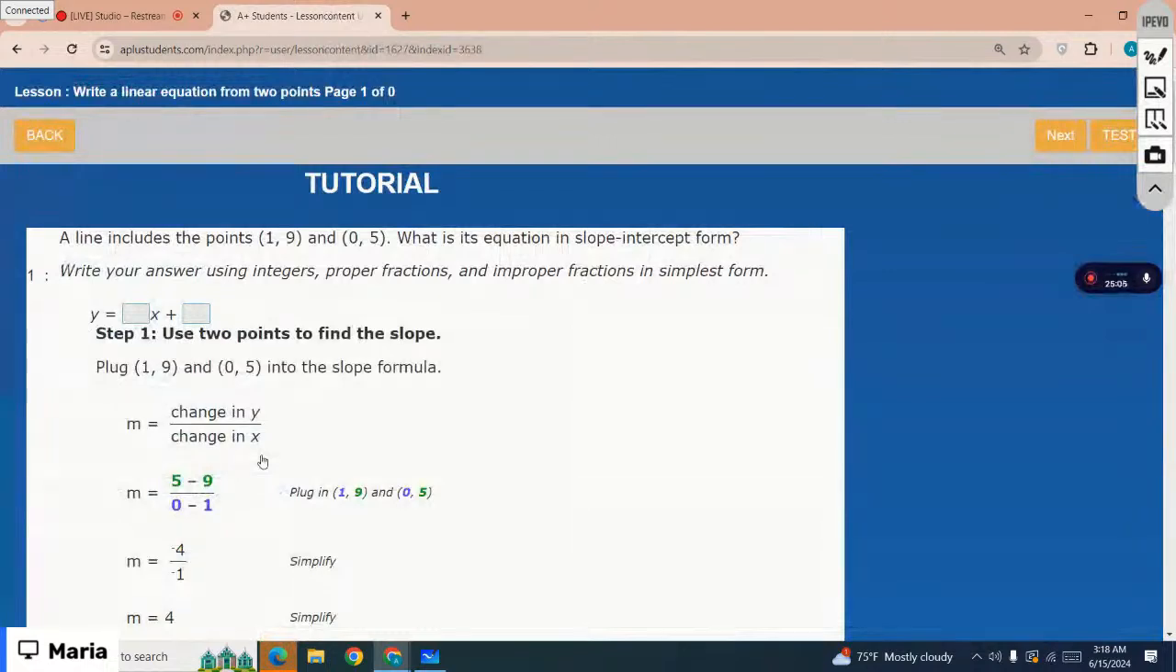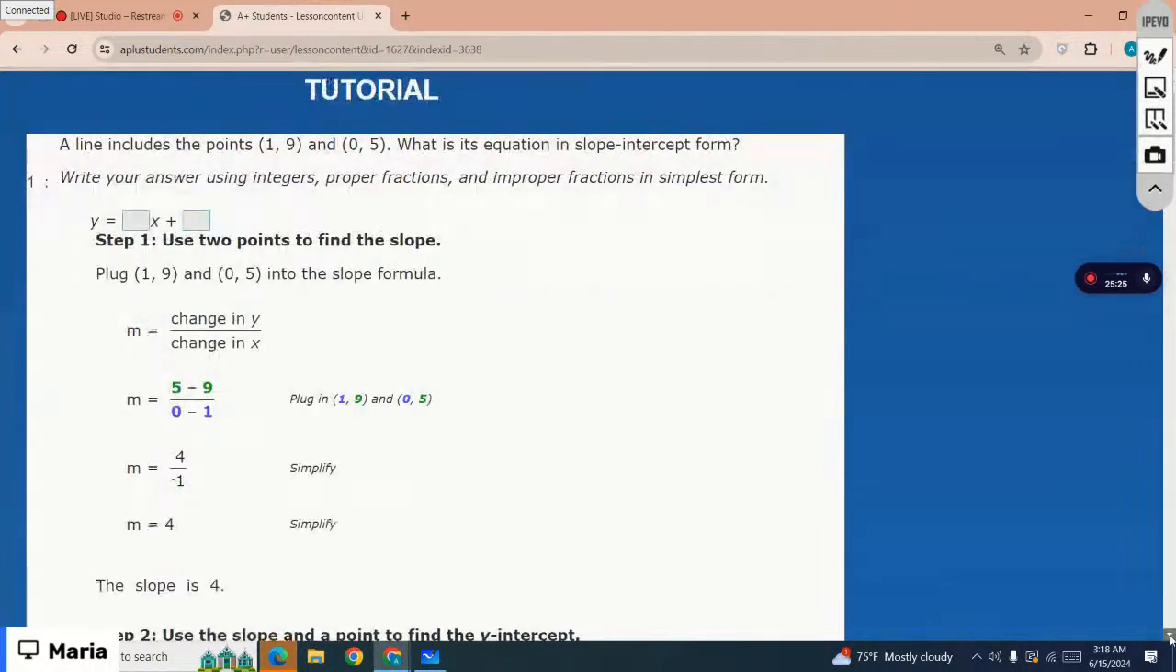So use the point and calculate slope first, and then you have to calculate the y-intercept, right? So let's just see how do we calculate slope. You are given two of the points, right? The slope is change in y divided by change in x. So subtract their y coordinates divided by subtract their x coordinates, and you have slope 4.